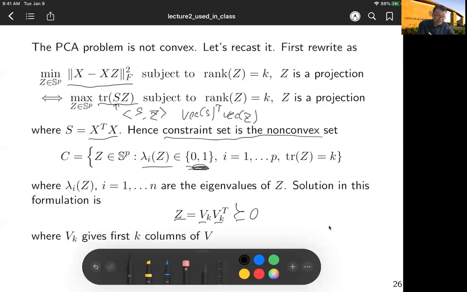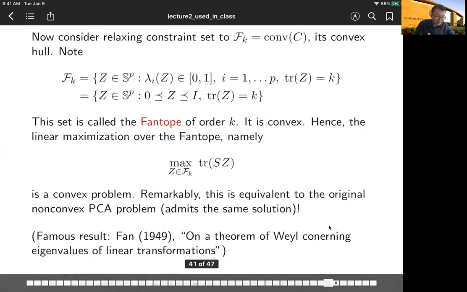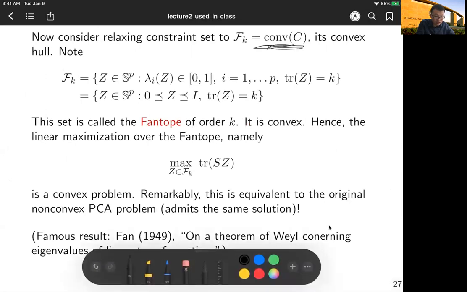With this observation, we can transform the problem by relaxing the constraint set into something of the convex hull of this non-convex constraint set, and this relaxed convex set is what we call a fantope.